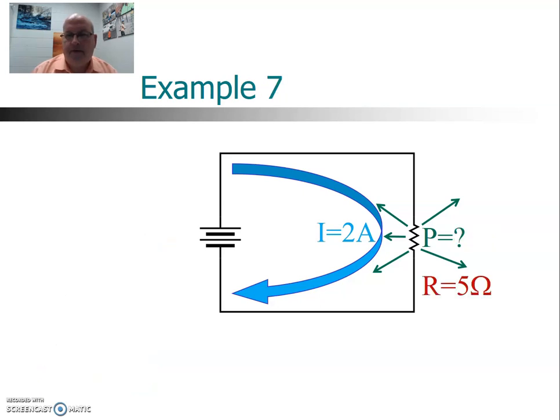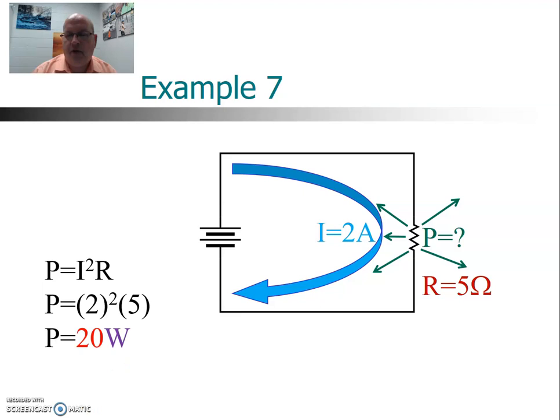Another example, trying to find power. This time we know I and R. This would be a combination of both Ohm's law and the power formula. P is equal to I squared R. So we have 2 squared times 5. 2 squared is 4, times 5 is 20 watts.